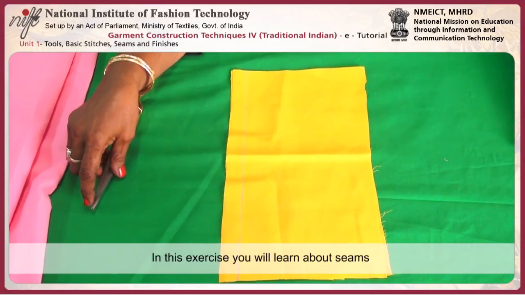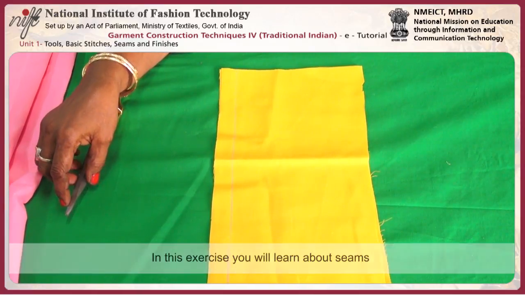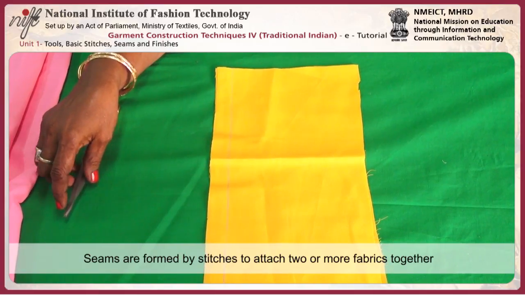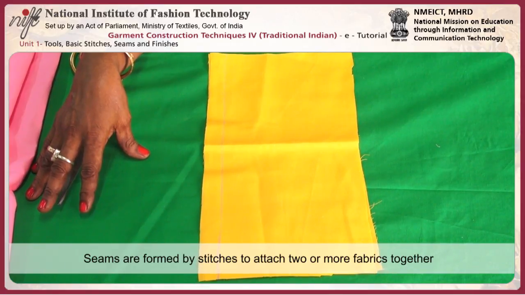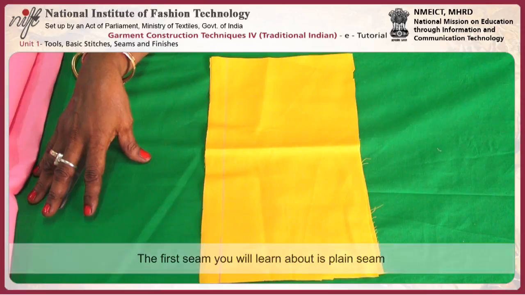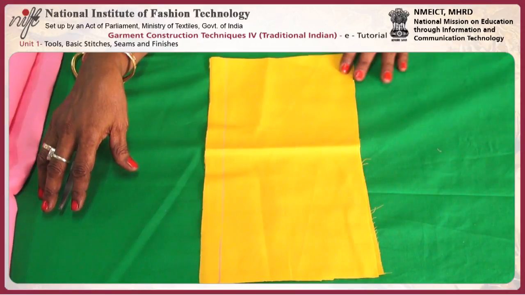Seams. In this exercise, we are going to learn about seams. Seams are formed by stitches to attach two or more fabrics together. The first seam we are going to learn is a plain seam.